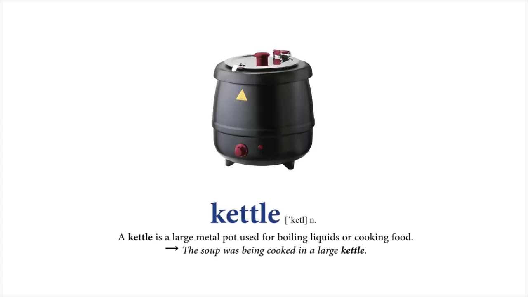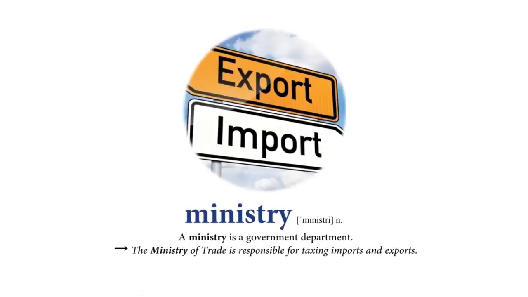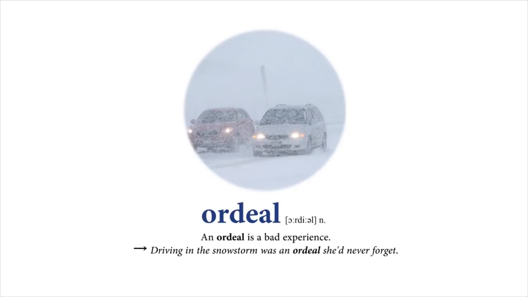Kettle. A kettle is a large metal pot used for boiling liquids or cooking food. The soup was being cooked in a large kettle. Ministry. A ministry is a government department. The Ministry of Trade is responsible for taxing imports and exports. Ordeal. An ordeal is a bad experience. Driving in the snowstorm was an ordeal she'd never forget.